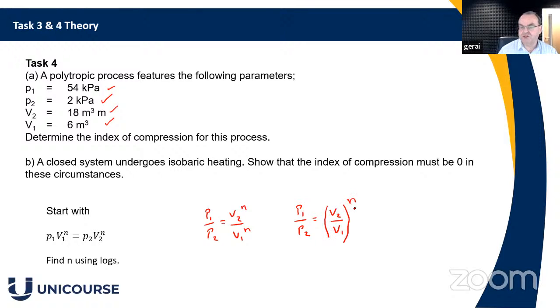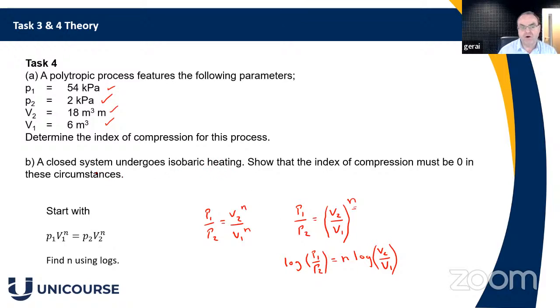Now to solve that in terms of getting the value of n, all you have to do is take logs of both sides. So we take the log of P1 over P2 is equal to n log of V2 over V1. And that's it. From that, you can determine the value of n. It could be as high as 2 or 3, depending on the values, so don't worry about that. But there's an example in the workbook that you can follow.